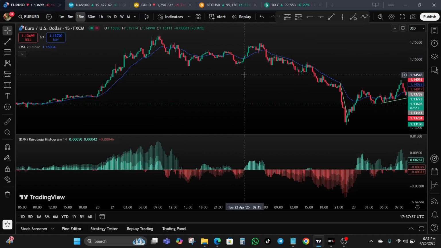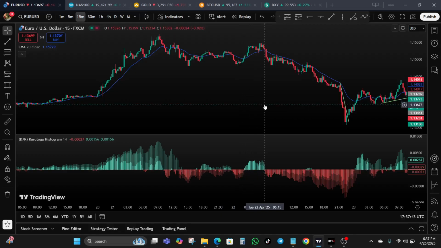So if you're serious about trend trading and you want a clean, reliable indicator that filters out the junk and keeps your chart simple, the Kurutoga histogram is a must-have. Actually, it is one of the indicators you can consider using.